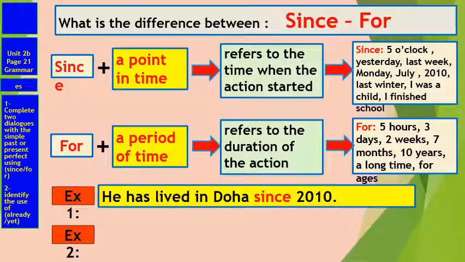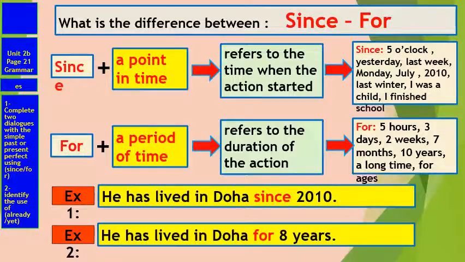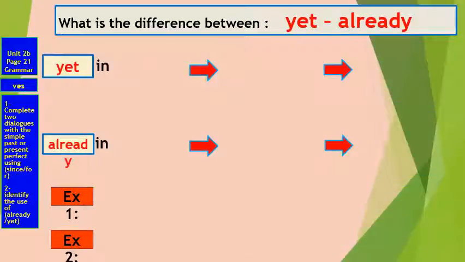Okay, number one, he has lived in Doha since 2010. He's still in Doha. Example two, he has lived in Doha for 8 years. Okay, did he come back or not? That's right. Now let's continue.